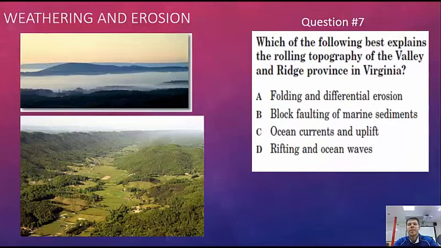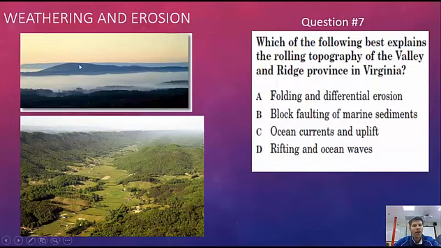So which of the following best explains the rolling topography of the Valley and Ridge province in Virginia? If you've ever been out to the western part of Virginia, you'll see these beautiful mountains. You see this big ridge, and then inside that ridge you're going to see this very flat valley, and then the next you're going to see another large ridge.